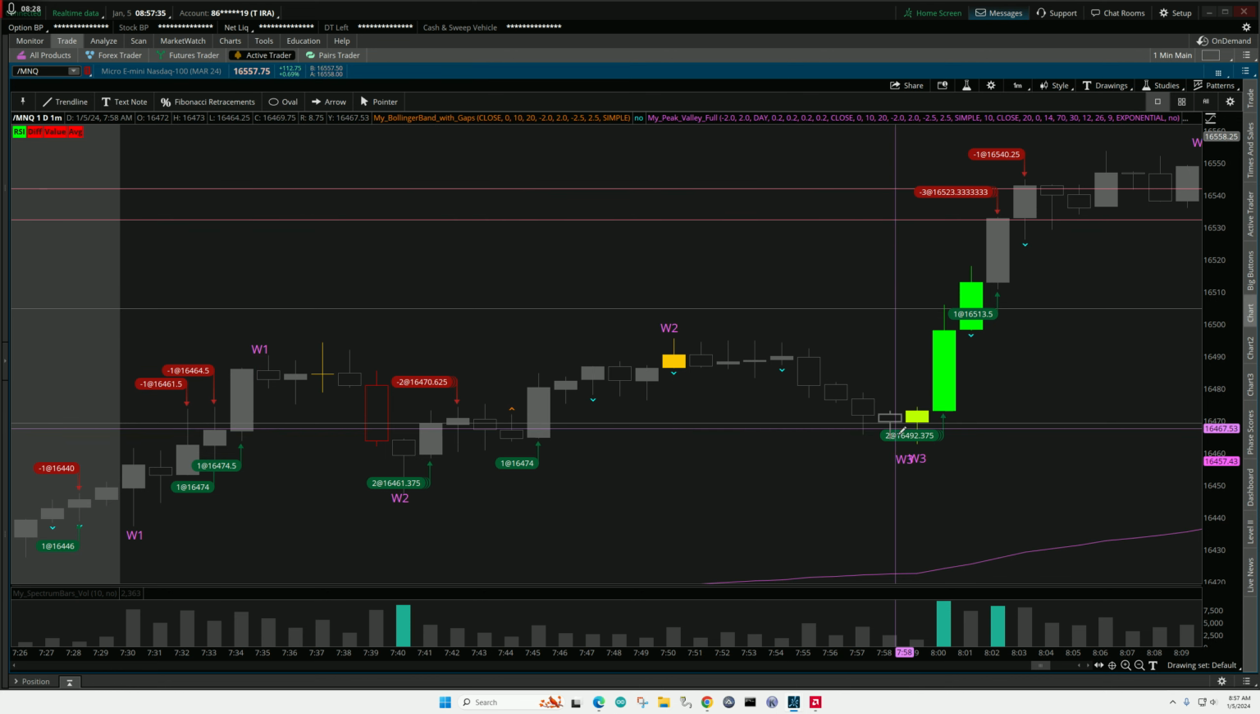And so you can see where I closed. I added 1 more at 13, and I took 3 contracts off at an average of 16,523, and a final contract off at 16,540.25. I'll show you those trades later.